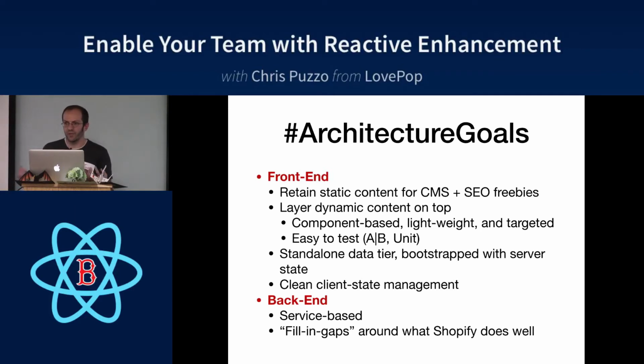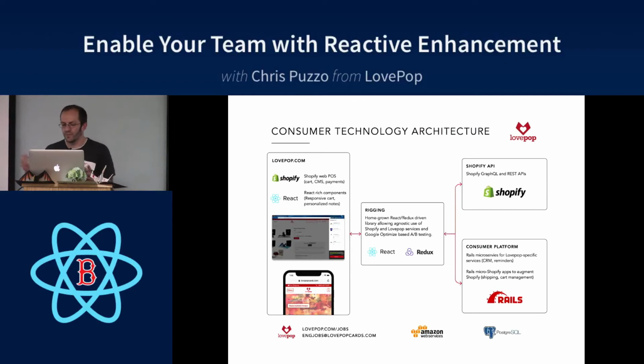So the top level architectural goals with those guideposts were, on the front end, we want to retain the static content to get the CMS and SEO freebies. We want to be able to layer some sort of dynamic content on top of it. We need that content to be component-based, lightweight, and targeted. We only want to be able to overwrite some pieces of it. We don't need to rewrite every single collection page. We just want to be able to enhance that with something interesting. We want it to be easy to test, both A/B testing and unit testing.